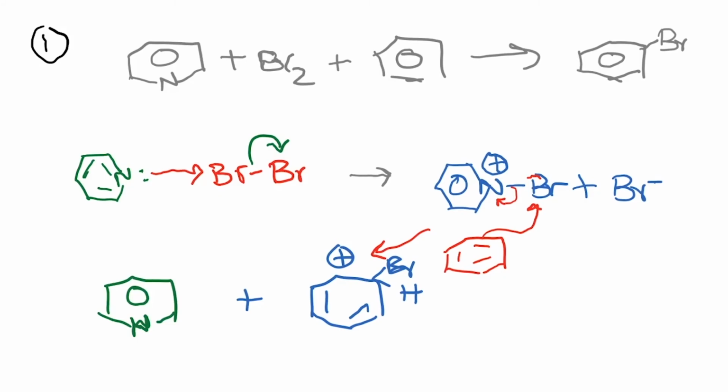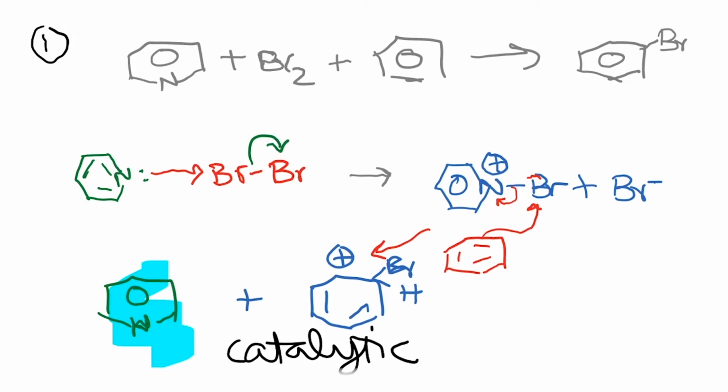Okay, so now as you can see, pyridine becomes available for further reaction, and therefore it is actually catalytic. And this complex can then further break down and give you the product, which is the bromobenzene. Now let's move on to the next problem, which is to do with the Friedel-Crafts acylation reaction.